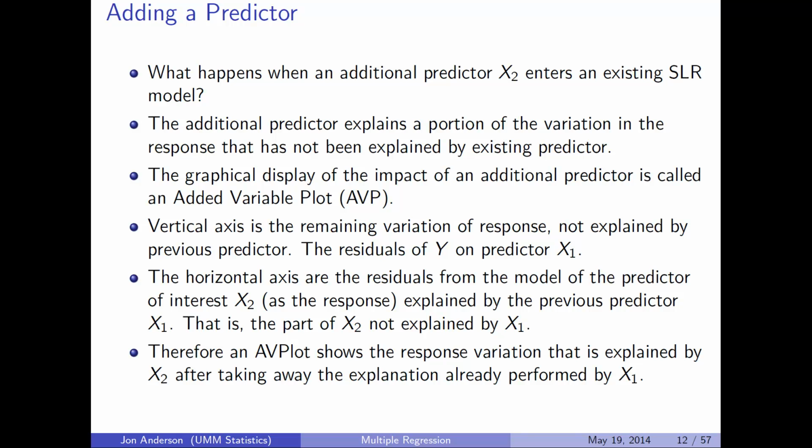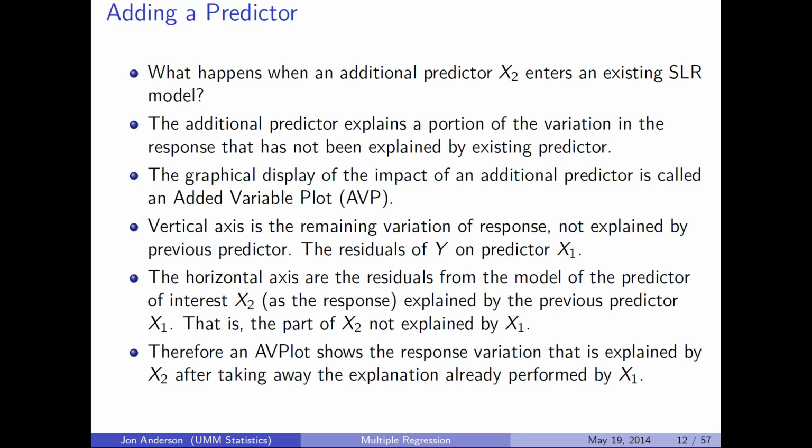So when we add a predictor, what's going to happen? Well, the second bullet explains that part of the variation that the second predictor x2 is going to explain, or could have explained, is already going to be explained by the predictor that's already in the model, x1. The way we can get a better handle on this overlapping variation explanation is through a graphical technique called an added variable plot. And an added variable plot is a two-dimensional display.